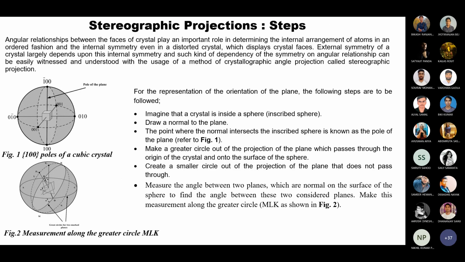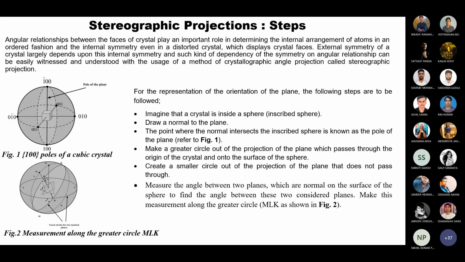Now, here, in this part, you can see step by step how the cubic system projection, or stereographic projection, can be done. I'll just read it out and you can understand slowly. The angular relationship between the faces of a crystal plays an important role in determining the internal arrangement of atoms in an ordered fashion, and the internal symmetry even in a disordered crystal which displays crystal faces. What is it actually telling you?